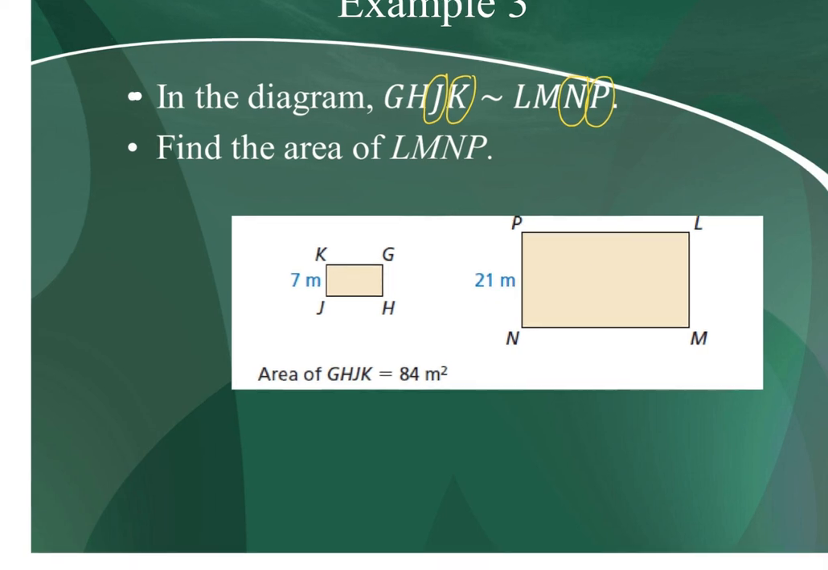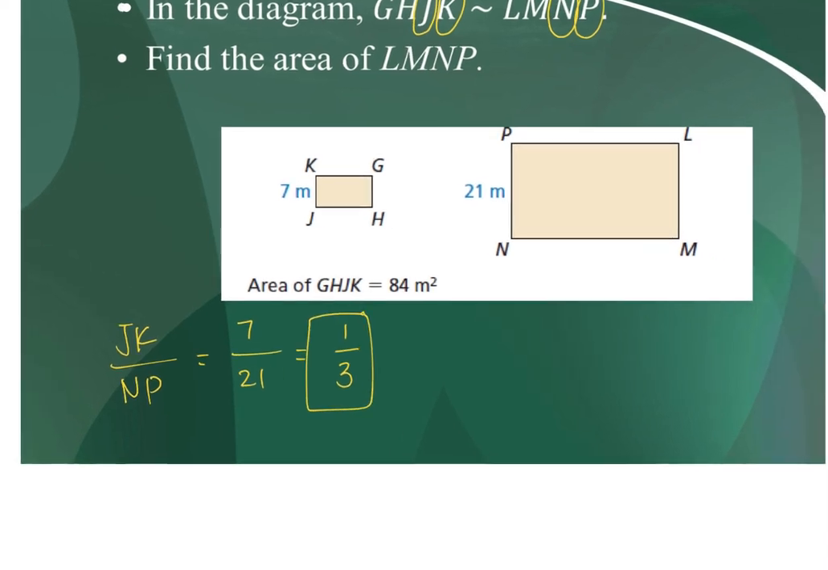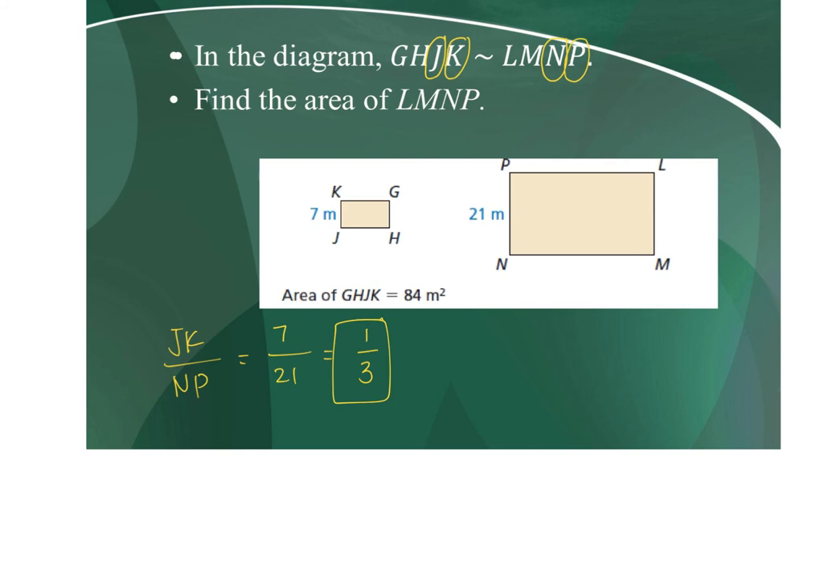So, we're going to write the expression JK over NP. This is for our scale factor. Once we get this, we're going to get 7/21, which simplified is 1/3. Okay? So our scale factor is 1/3. Now, the ratio of the areas is not going to be equal to 1/3. What's it going to be equal to?